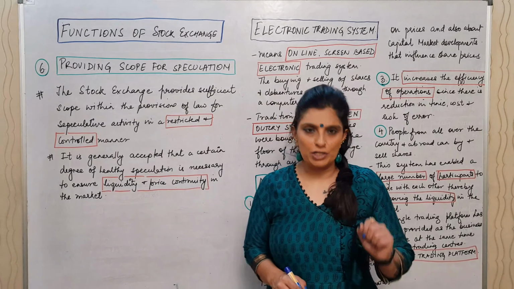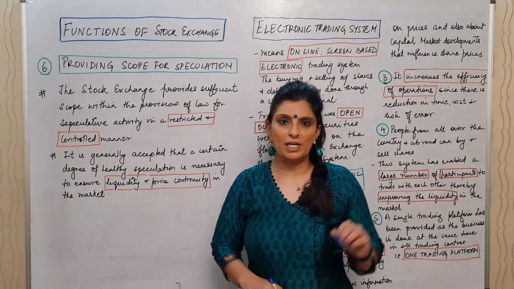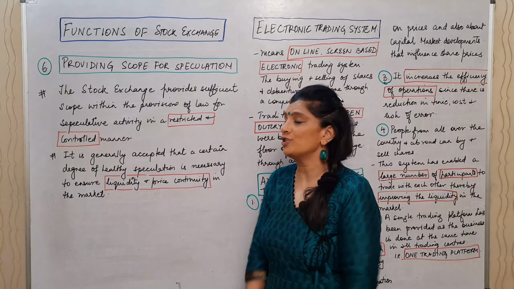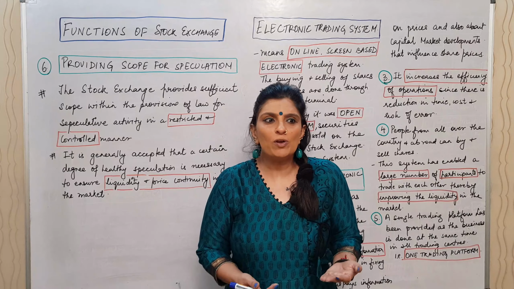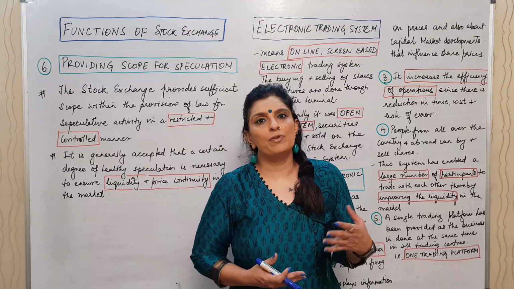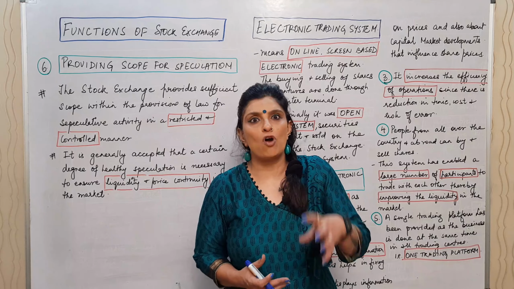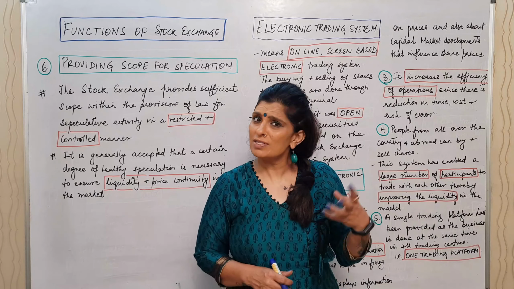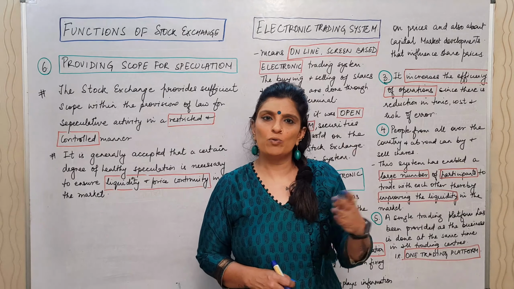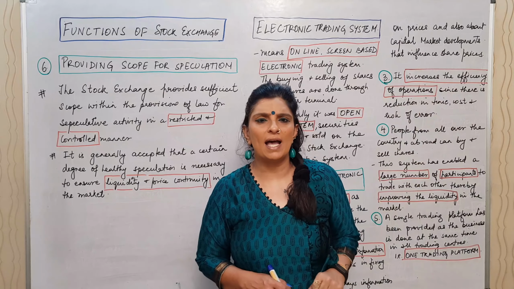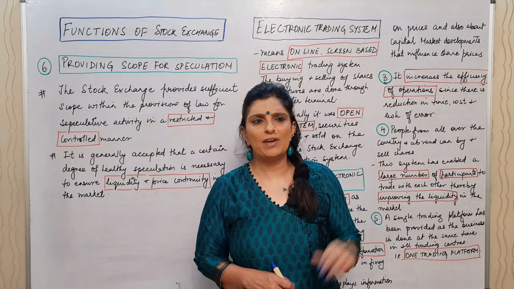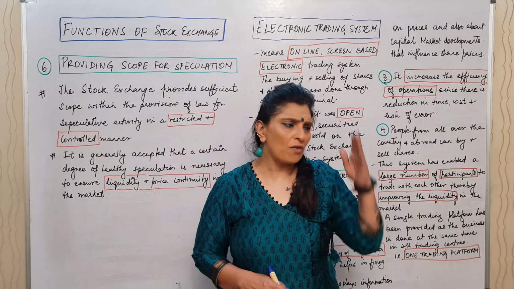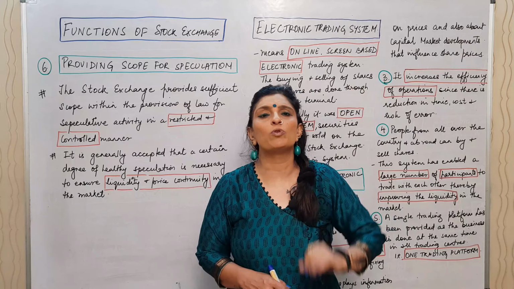Continue with the functions of stock exchange. The last point is providing scope for speculation. Now, what is speculation? Speculation is when we manipulate the prices in the stock market. So this is healthy for the stock exchange because that manipulation should be there. People would buy the shares when the price of the equity is high. They would never buy the share when the price of the equity is less, or when the stock market is doing well, then only people would buy the share.